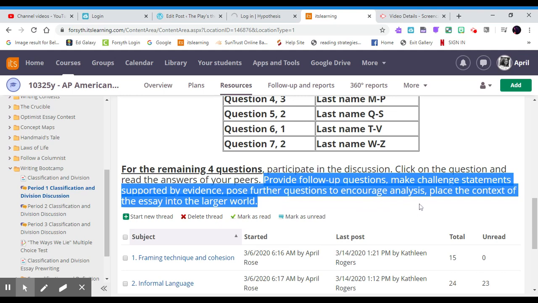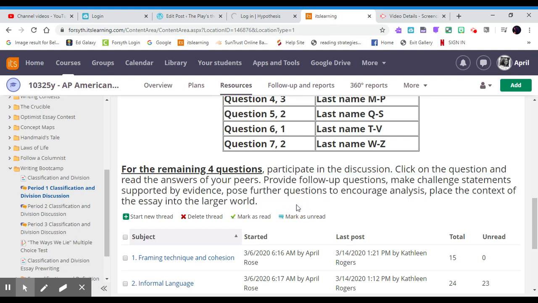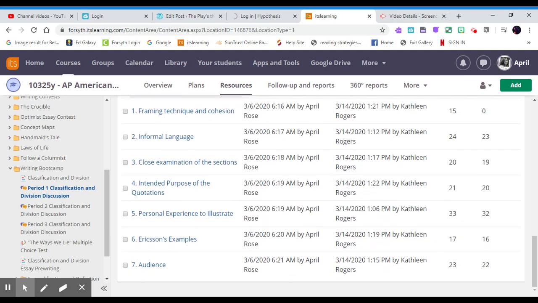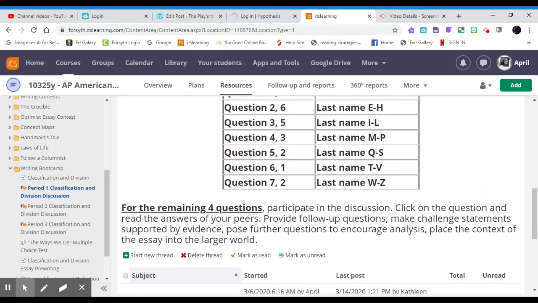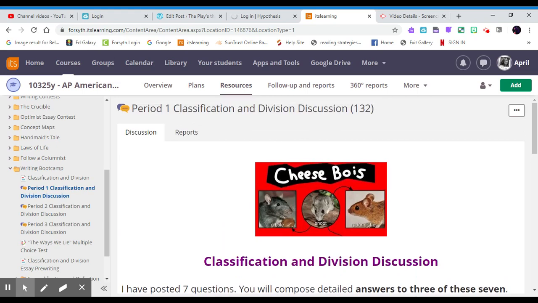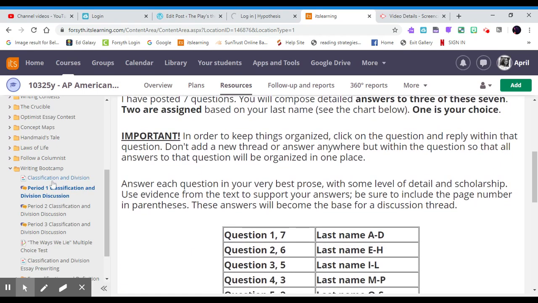They've been quite well trained in how to ask follow-up questions, challenge one another, use evidence, and encourage analysis and depth, and then start to think about this larger, big idea that the author might be trying to consider. So these are quite successful activities, and they can be done quite simply.